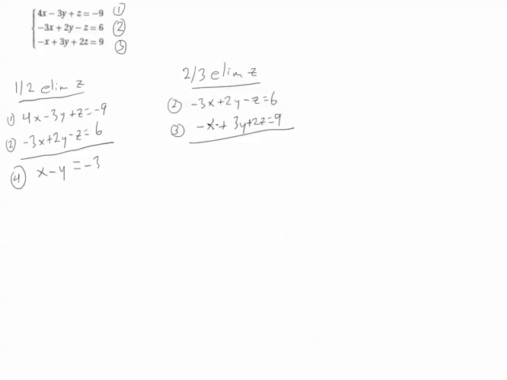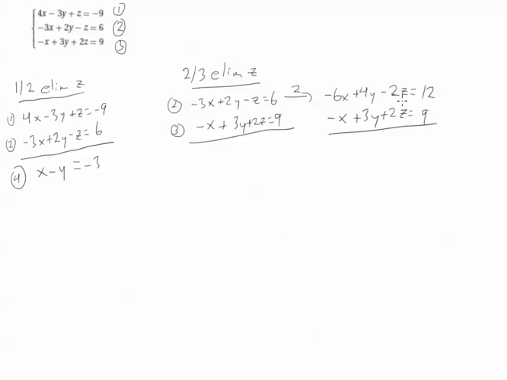When I combine these two together, I can't quite do it yet. My z's won't cancel. I need to have the same coefficient with opposite signs. So I need to multiply my top equation by 2. Negative 6x plus 4y minus 2z equals 12. And on the bottom I can just rewrite the equation. Negative x plus 3y plus 2z equals 9.